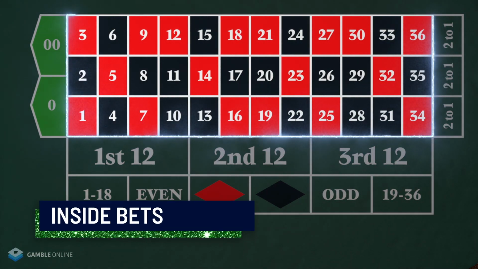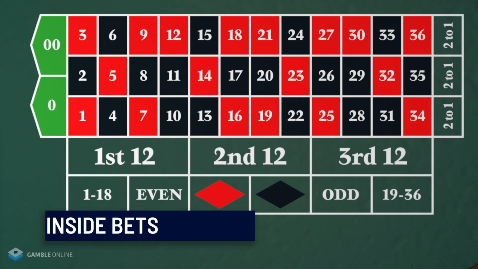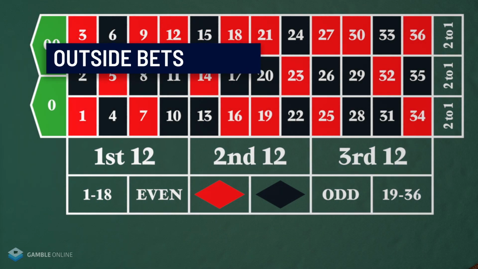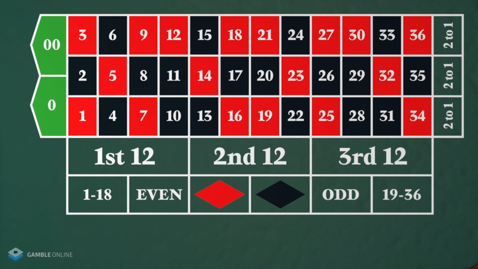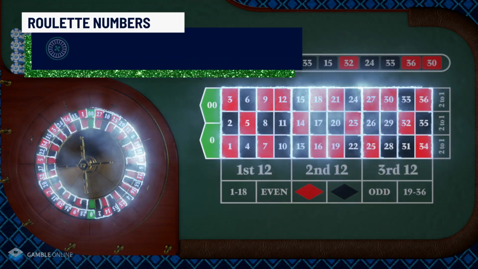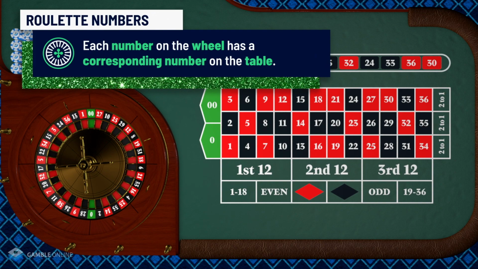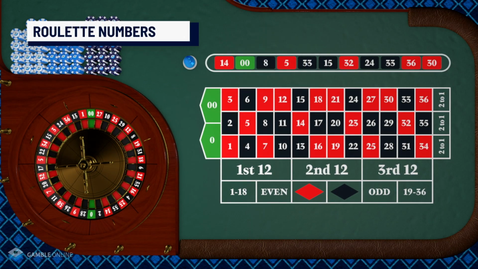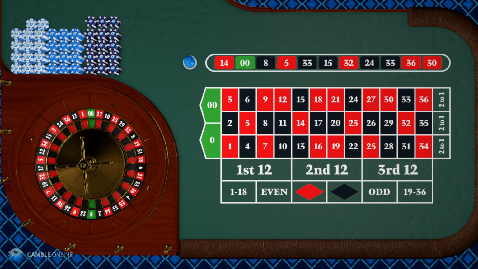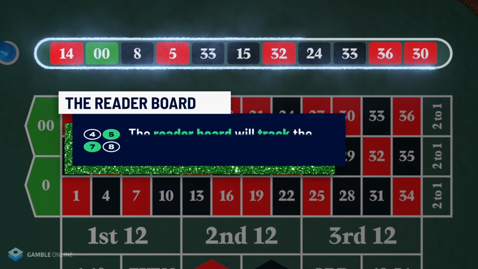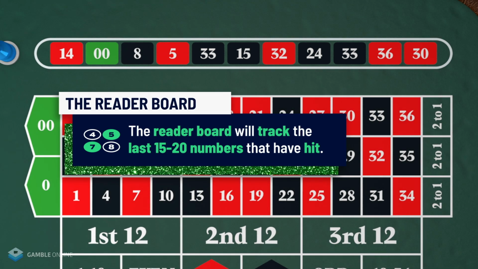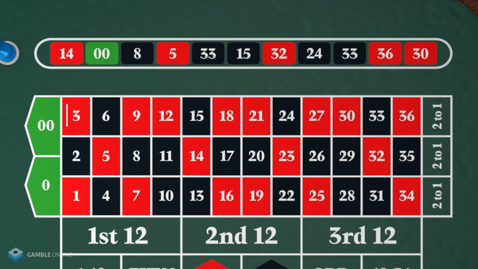The bets on this part of the table are called inside bets, while the bets on this area are called outside bets. We'll get to those momentarily. Each number that's on the wheel is outlined here on the felt, while other bets such as red or black, even or odd, and so on, can also be found on the table. Depending on the casino, you may also see a reader board. This will track the last 15 or 20 numbers that have hit and can be a good resource for the player.